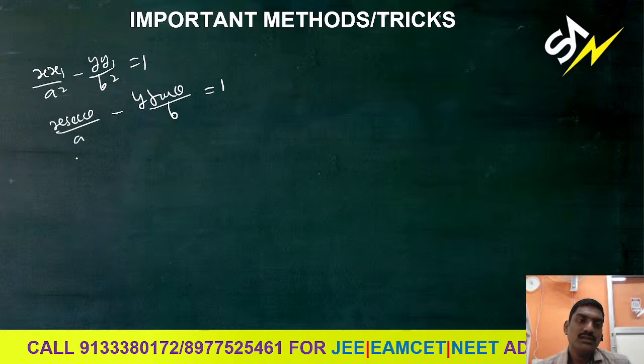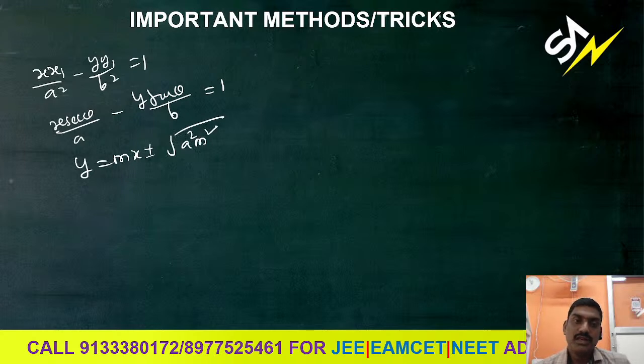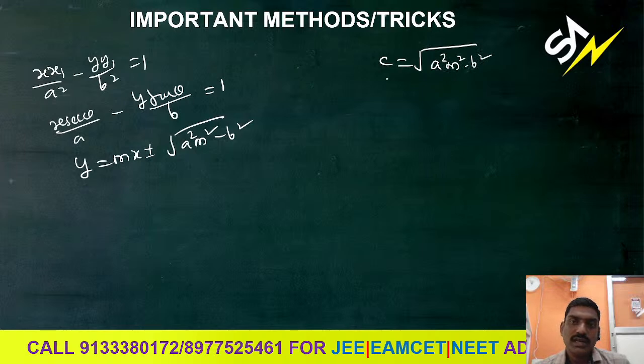Next one is y is equal to mx plus or minus under root of a square m square minus b square. Any one of these forms we can use directly, and we can use the condition c is equal to under root of a square m square minus b square to check whether the given line is a tangent to the hyperbola or not. And one more thing we learned here, position of a point.